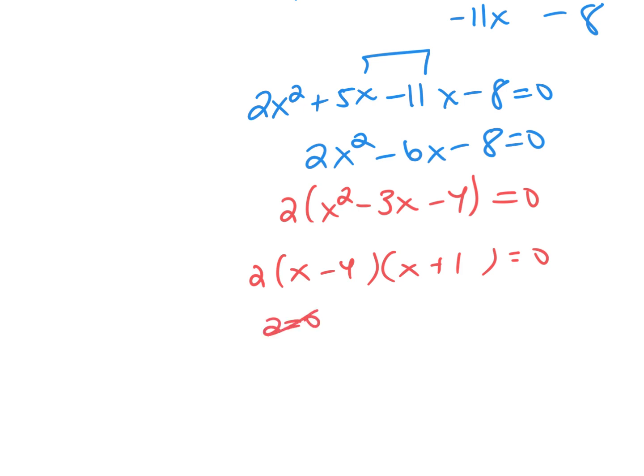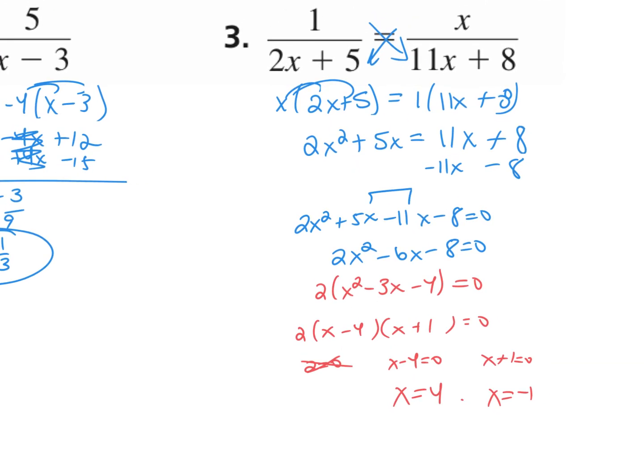So 2 equals 0. No. x minus 4 equals 0. x plus 1 equals 0. So my two answers are x equals 4 and x equals negative 1. Do both of those work? Just look at it for a second.